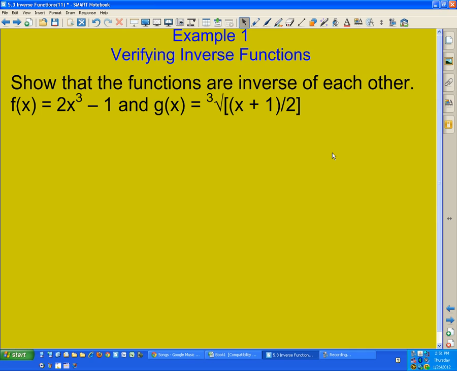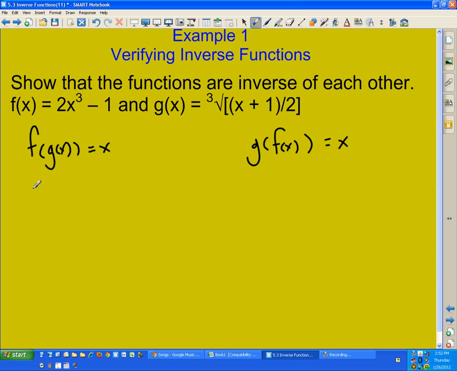Then we're going to do verifying that these guys are inverses of each other, and so we are going to do f of g of x, and we are going to do g of f of x. And if these things equal x at the end, then they are inverses of each other.